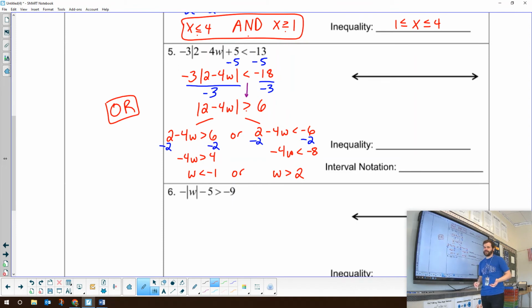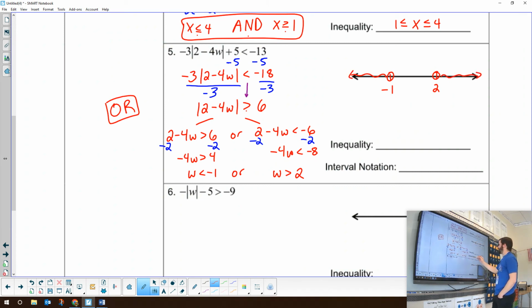So here's my final answers. And yes, my sign flips twice in that problem because I divided by a negative twice. So we're going to have w is less than negative 1. I can put that on here at negative 1. And we're going to have a point at positive 2. We're going to have open circles here on this problem.